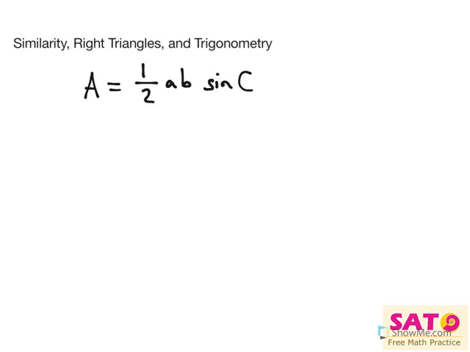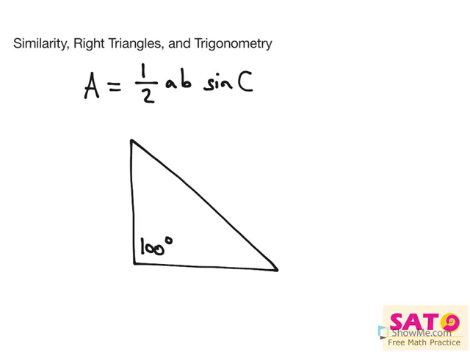Now let's talk about some formulas to apply to general triangles, not just right triangles. Let's say area equals 1/2 a times b times sine of C. So let's say this triangle here is not a right angle. Let's call the angle 100 degrees, and we want to find the area. Now, let's just put some random values: 14, 25, 10.